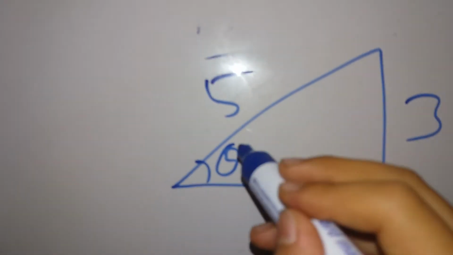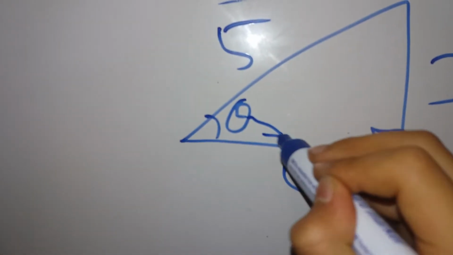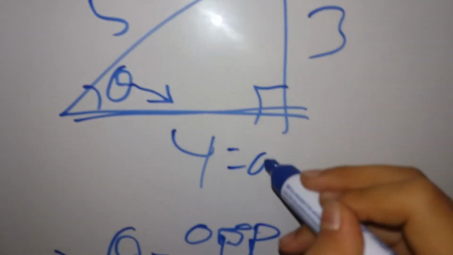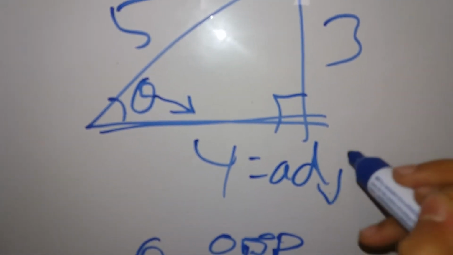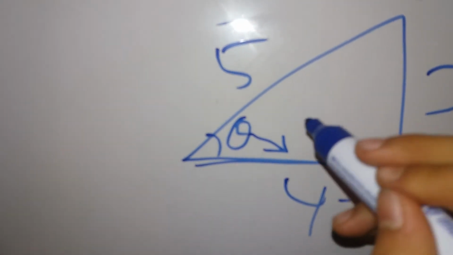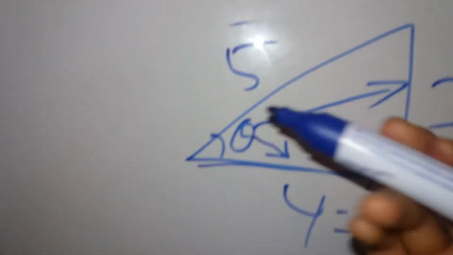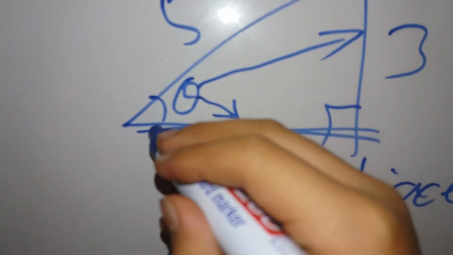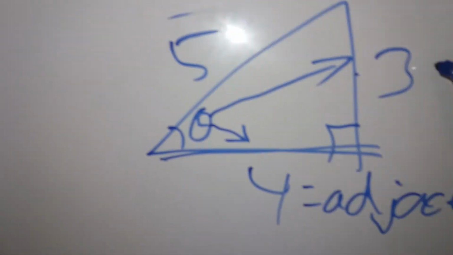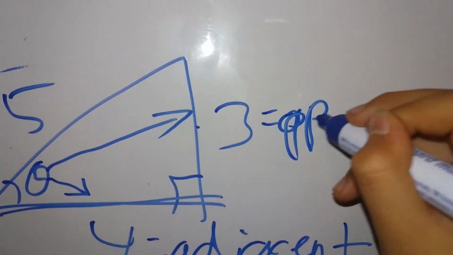If you see this angle here, what is next to it, right here, that's what we call the adjacent side. And the opposite side is just the literal meaning of opposite. It's just the opposite of this. So this is the opposite side.